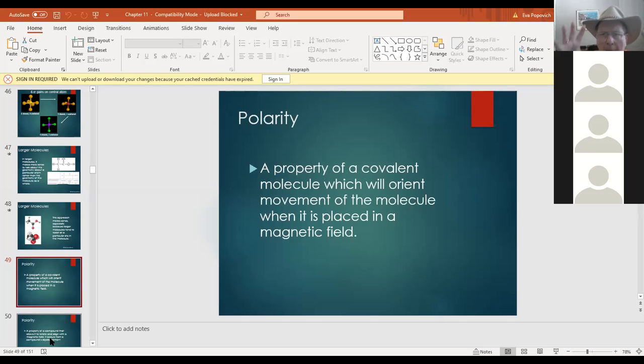The polarity of a compound is that property which allows a molecule to orient itself when it's in a magnetic field. So if we have one side of the molecule that's negatively charged and the other side that's positively charged, if I have a positive end of my magnet up here and my negative end down here, my molecule is going to orient itself so that the negative end is towards the positive end of the magnet. And I don't think I'm saying anything that's earth-shattering there.